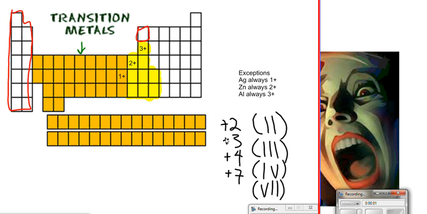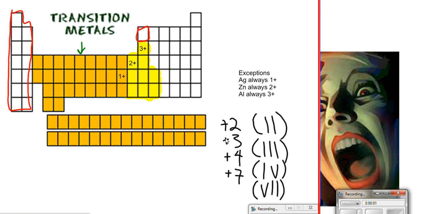Same with zinc. Zinc is always 2+, since it is at the end of the D sublevel. It will always lose the 2 electrons from its 4s orbital. And if that makes no sense to you, it will at the end of the year. And because of that, zinc always is 2+. It will never form any other oxidation state.